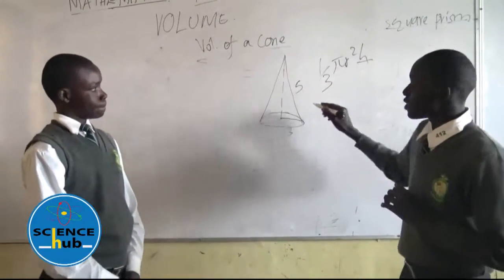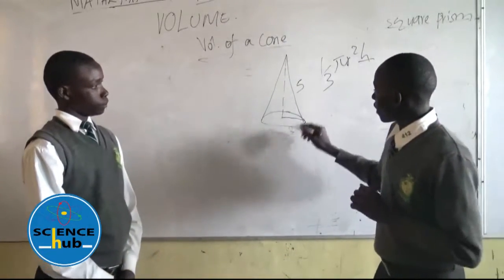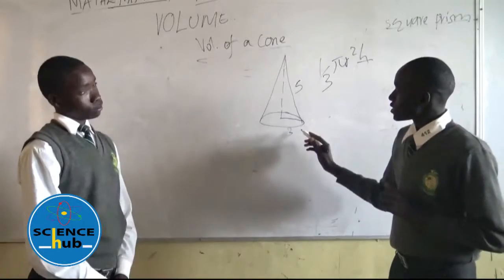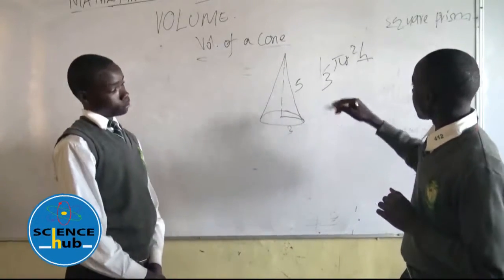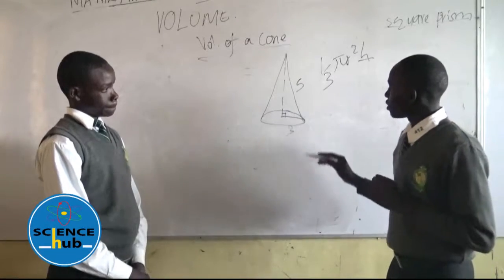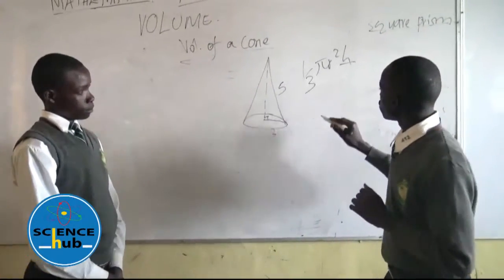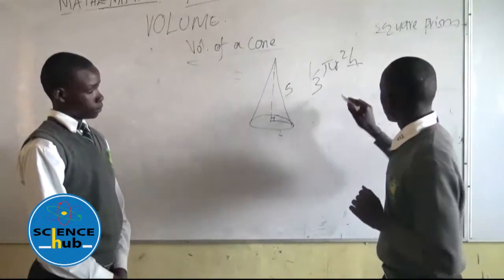So we are not being given the height. And how do we find the height? Since we don't have it, yet we have the radius and the length. So we need to find the height. Given that the radius is perpendicular to the height, we're going to use the Pythagoras theorem.